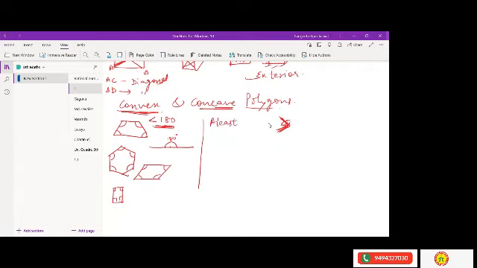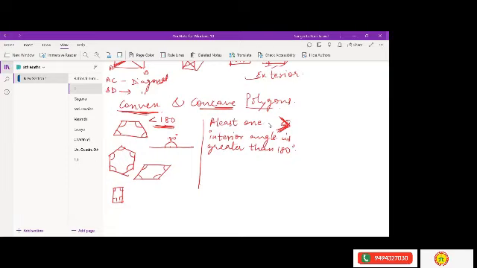Okay, it can even be more, but at least one interior angle is greater than 180 degrees. At least one interior angle should be greater. It can be one or even more, but at least one should be greater. Then only we can call the figure a concave figure.